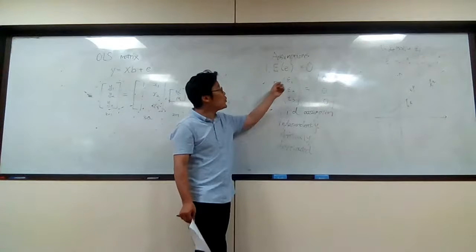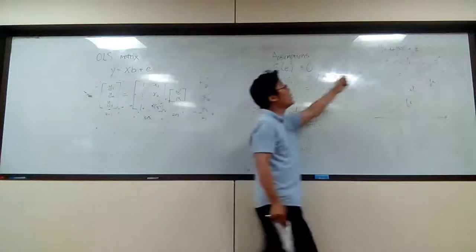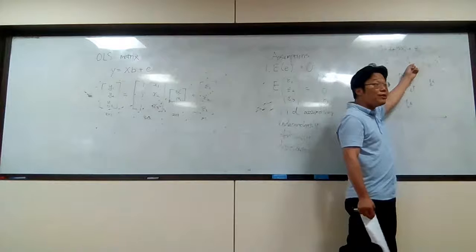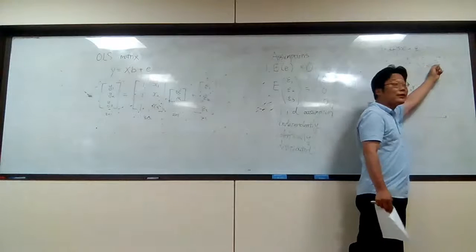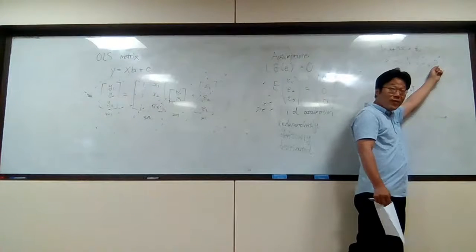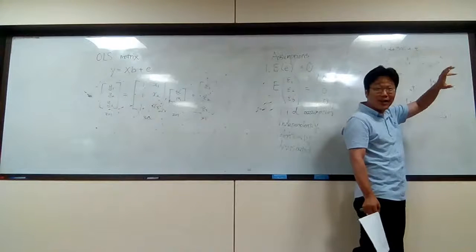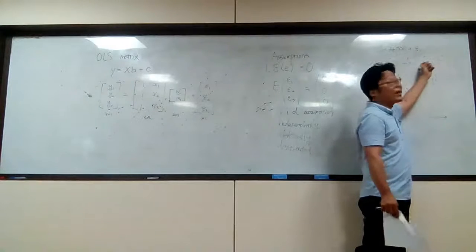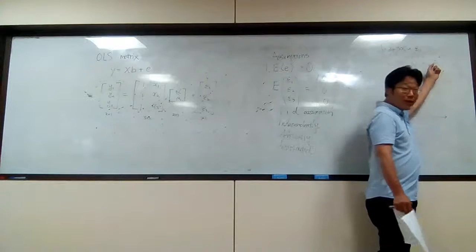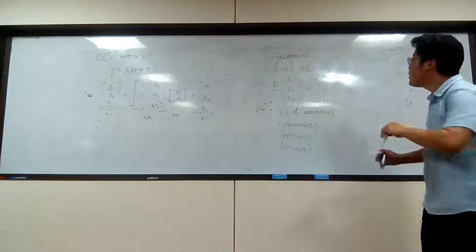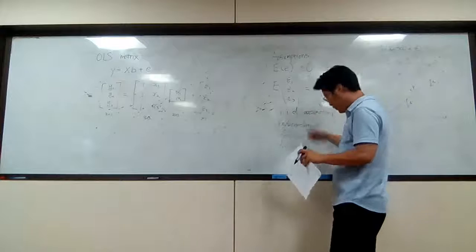In this case, we think epsilon 1 is normally distributed, mean 0 with variance sigma square. Epsilon 2, the distribution is identical: mean 0, variance sigma square. That kind of assumption is this assumption.